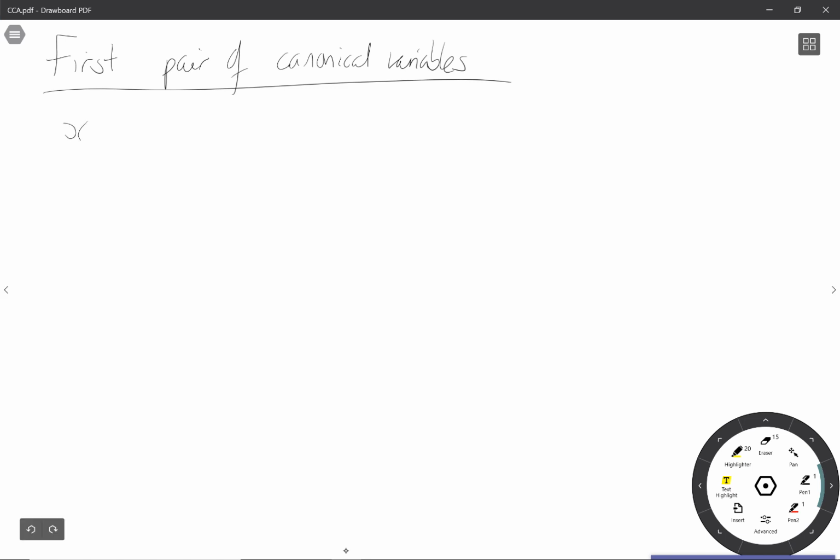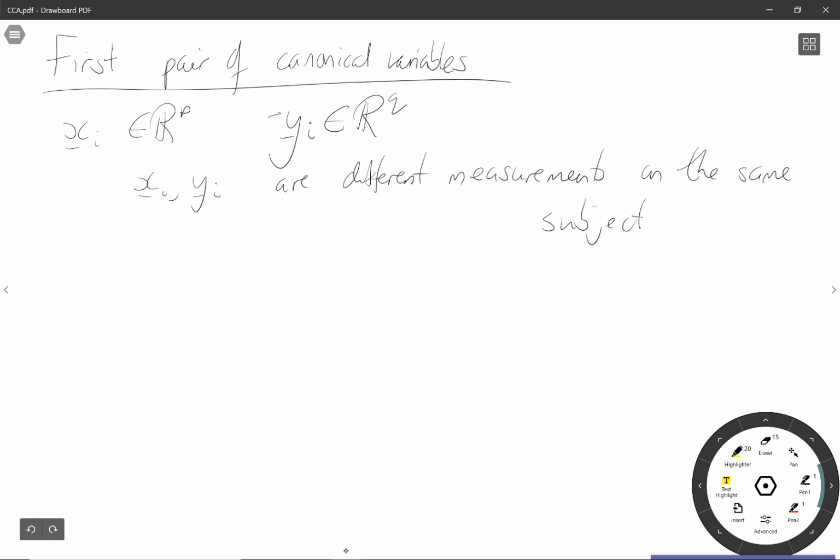So let's suppose we've got data xi, which are data points in R^p, and let's suppose we've got data that comes with it, yi, that is data in R^q. So xi and yi are different measurements on the same subject, subject i. And we're going to join these together in a vector zi. We're just going to stack them: xi, yi.